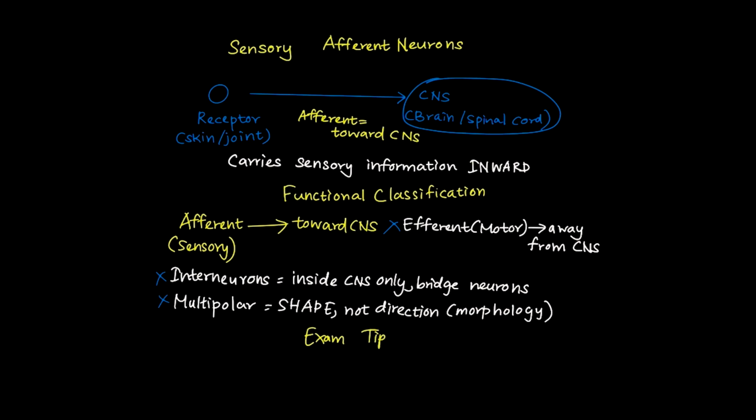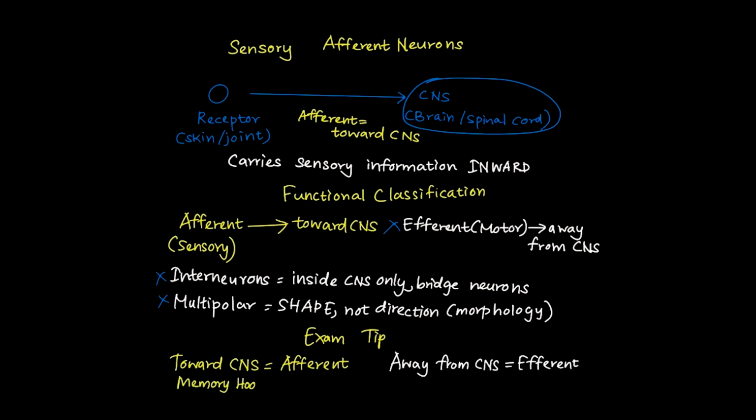Here's a WGU D312 OA exam tip for you. Toward the CNS equals afferent. Away from the CNS equals efferent. If a question describes sensory signals travelling inward to the brain, that's afferent. Quick hook. Afferent arrives at the CNS. Efferent exits the CNS.